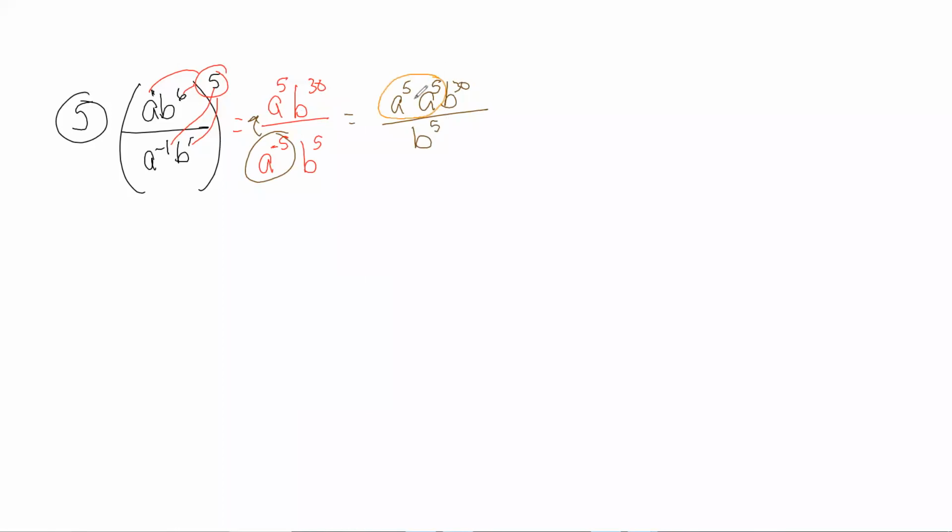I have two a to the 5ths, they're right next to each other. Add those exponents, so I get a to the 10th. And then I have a b to the 30th on the top and a b to the 5th on the bottom. If I would write out 30 b's on the top and 5 b's on the bottom and cancel them out, I'd have 25 b's left, and they would be on the top. So that would be your answer.